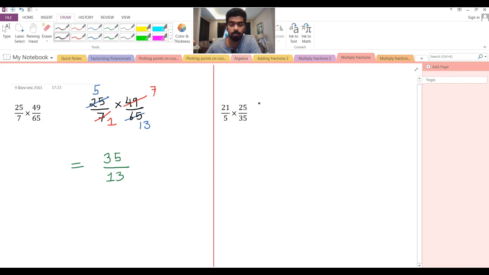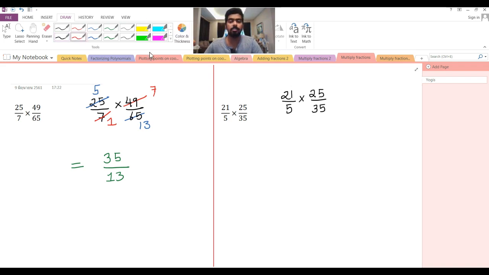Now let us do the last question for the day. What do we have here right now? Let us start by writing the question. We have 21 over 5 multiplied by 25 over 35. Again guys, when we simplify, we can only simplify the numerator with the denominator. What many students get confused is they sometimes also simplify the denominator with the denominator, or the numerator with the numerator, which is wrong. Try not to make this mistake.